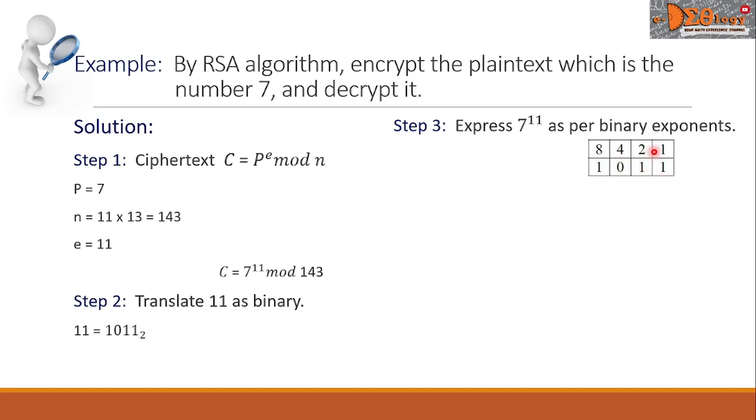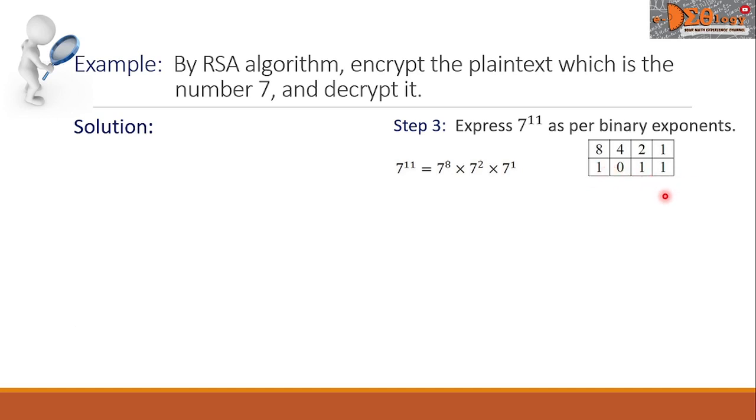Which means the 7 raised to 11, we're going to express this into 7 raised to 8 times 7 squared times 7 raised to 1. Take note that the exponents are corresponding to those values here with element 1. Now for step 4, we're going to solve these corresponding moduli.